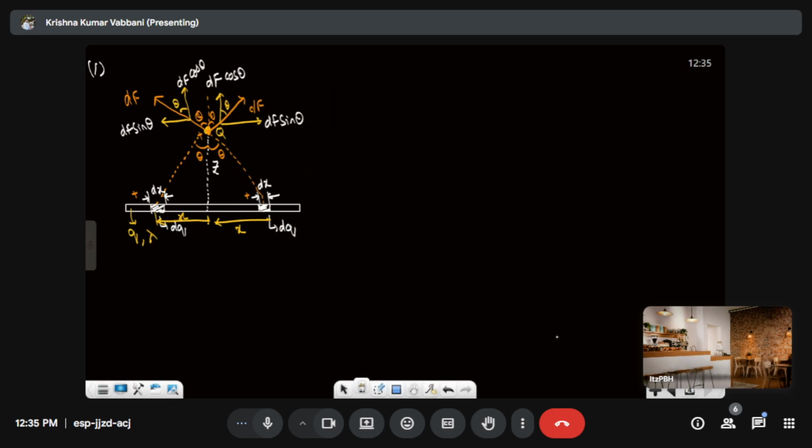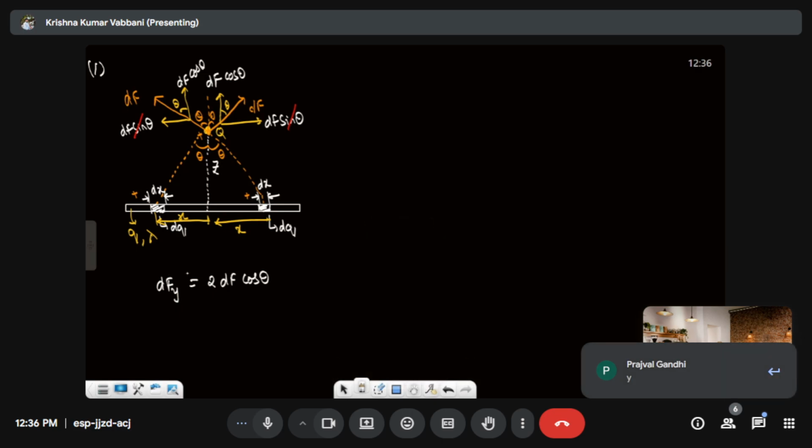Now see, this df sin theta and this df sin theta are going to cancel. So my net force dF is equal to 2 times df cos theta. Is this f in the x direction or y direction? My df is in the vertical direction, that's why this is dFy.